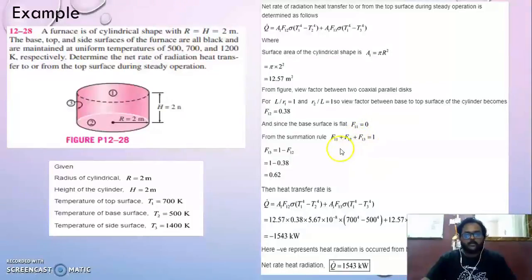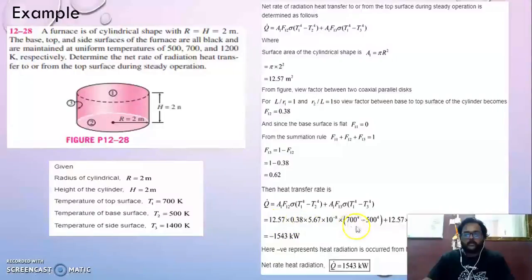The summation rule that we all know is F11 plus F12 plus F13 must equal 1. Since we already know what F12 is, to find F13 we just need to take 1 minus 0.38, and we will get 0.62. So for the heat transfer rate, we bring down the formula again, and then we substitute the values that we already found: area 12.57, F13 is 0.62, T1 is 700, T2 is 500, T3 is 1400, F12 we know is 0.38, and the area we have already.